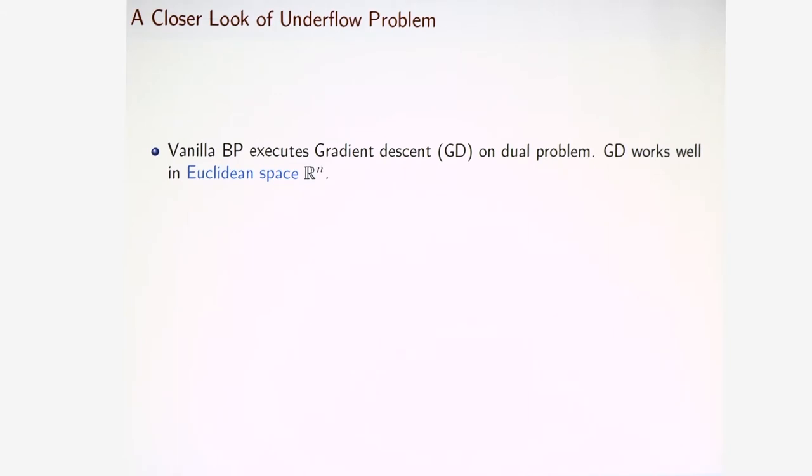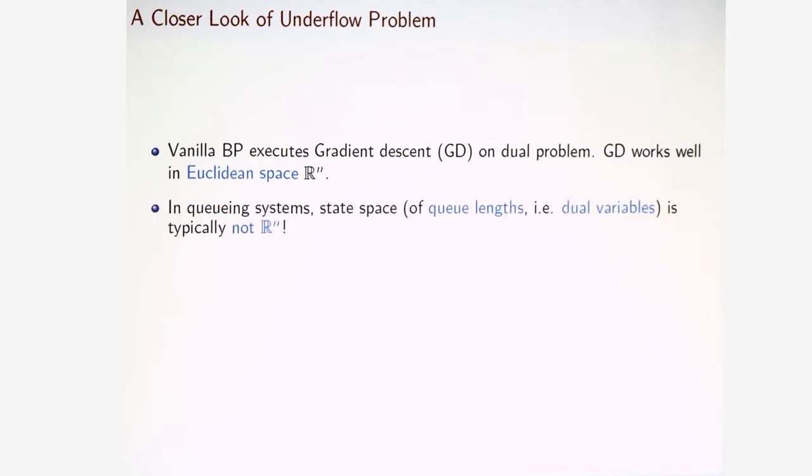Okay, so we take a closer look at the underflow problem. What's the issue with the underflow problem? Where does it come from? As we have shown, the vanilla version of backpressure executes a subgradient descent on the dual problem, right? And subgradient descent is the right thing to do if you are solving an unconstrained problem, like when the state space is the whole Euclidean space.